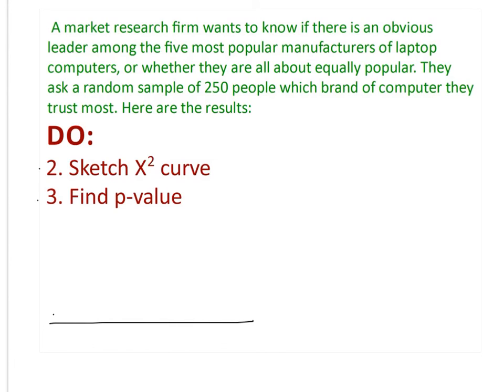I'm going to sketch my chi-squared curve. So it doesn't have to be beautiful. It just has to be skewed to the right. So on my curve, I'm marking 8.2 because chi-squared equaled 8.2. And then my p-value is everything up here.